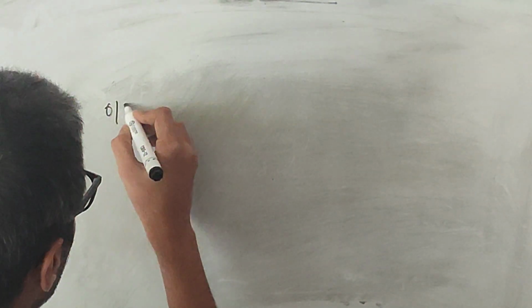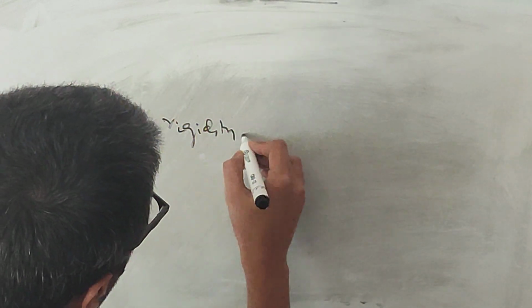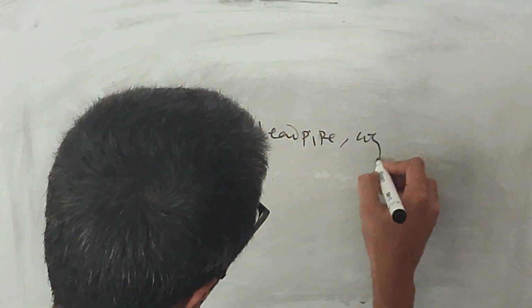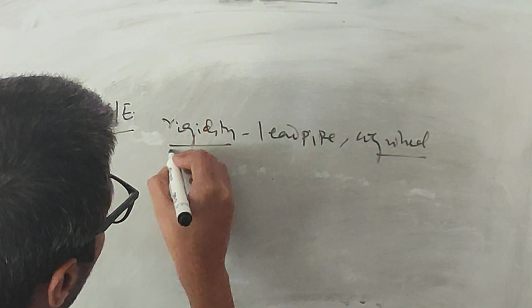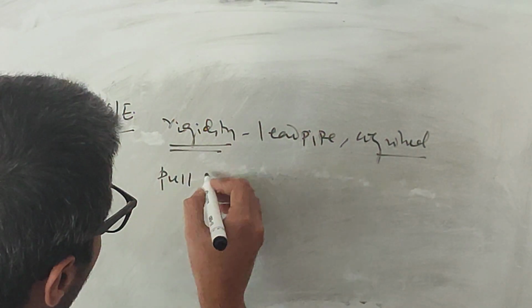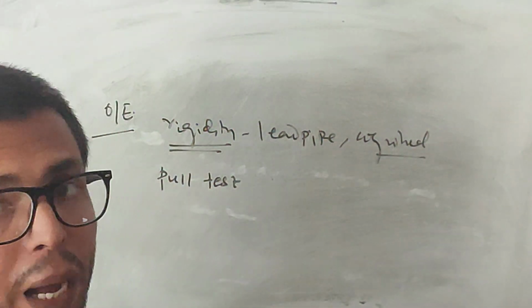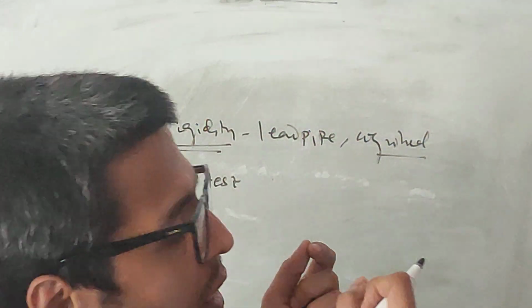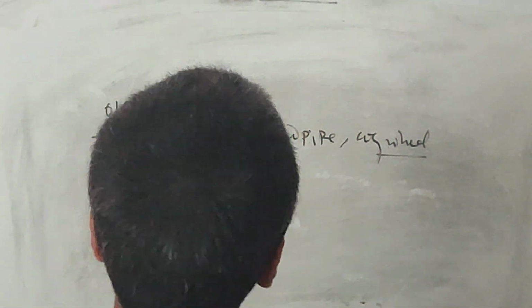And now let's talk about the examination. You will find rigidity, which may be lead pipe rigidity or cogwheel rigidity, and a ratcheting movement can be there. And you can test postural instability with the pull test. You pull the patient backward from behind and see whether he can balance himself or not. If he cannot balance himself and starts falling, it means the pull test is positive.